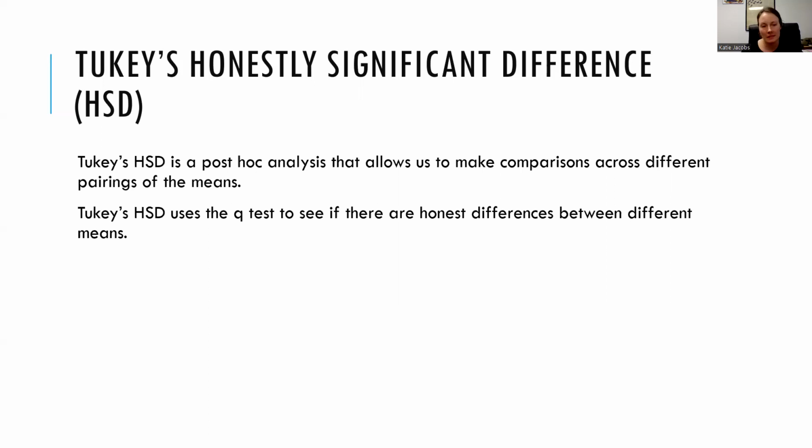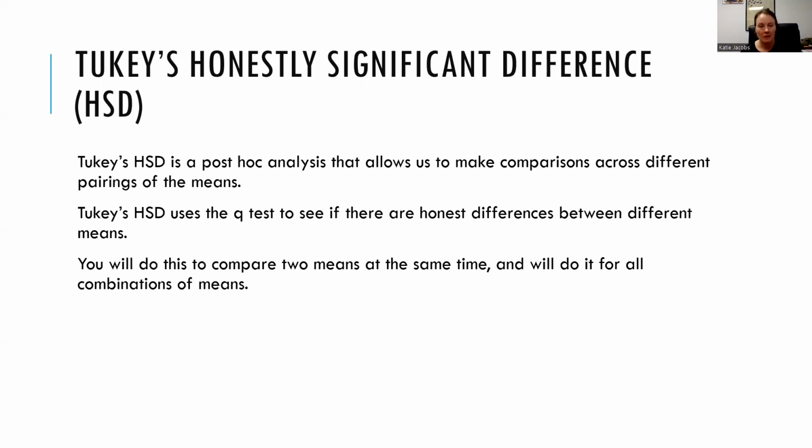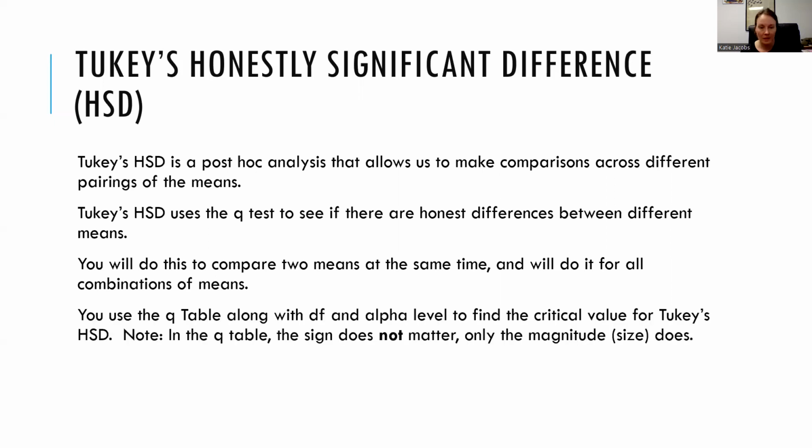So Tukey's HSD uses the Q test to see if there's significant differences between the different means. You would compare two means at a time for all of the different combinations of means. So you'd use another critical value table, the Q table, along with degrees of freedom and alpha level to find the critical value for Tukey's HSD. Note that in the Q table, the sign doesn't matter, only the magnitude or size does.